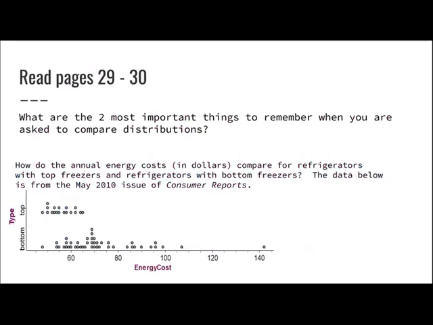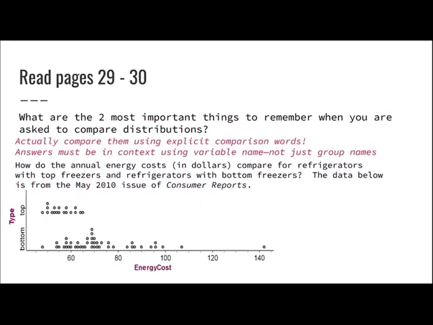So what are the 2 most important things to remember when you're asked to compare distributions? You want to compare them using explicit comparison words. Answers must be in context using the variable name, not just group names. So, how do the annual energy costs in dollars compare for refrigerators with top freezers and refrigerators with bottom freezers? The data below is from the May 2010 issue of Consumer Reports.